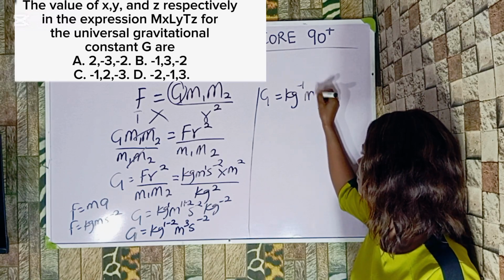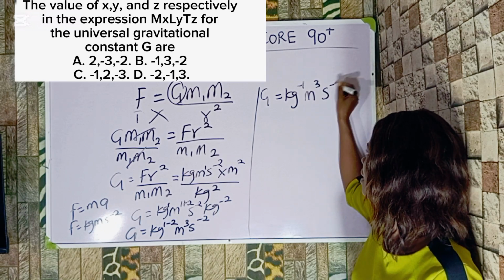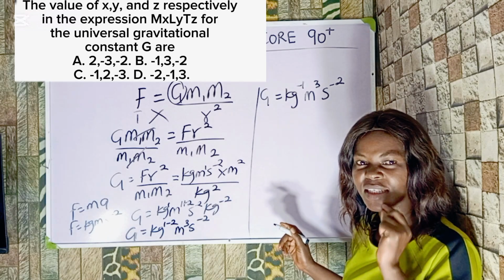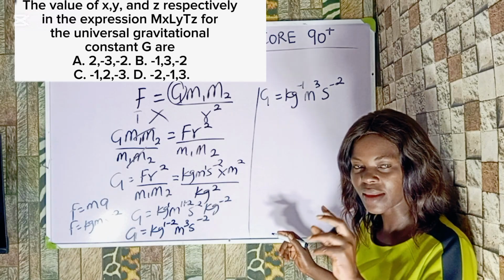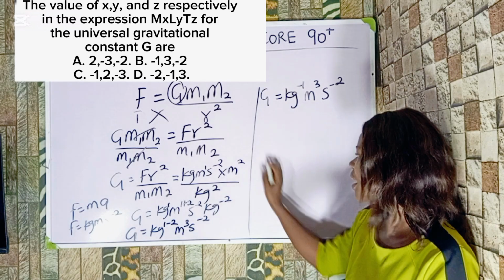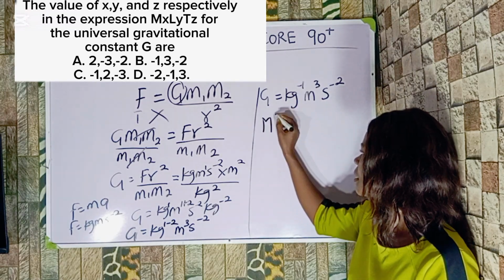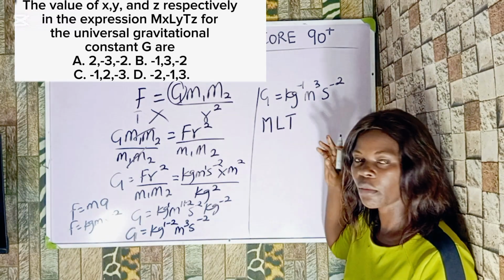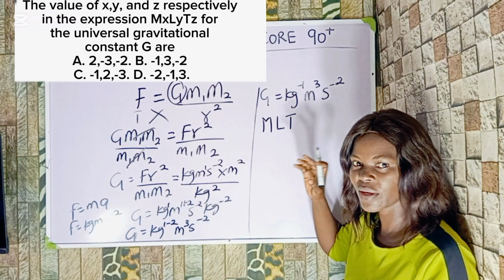Okay, then I have m power 3 and I have x power 2. Do we understand? But you must remember, we are getting the dimension. These three letters are very important. We have m, we have l, and we have what? T. These are the three forms of dimension that is generally accepted.